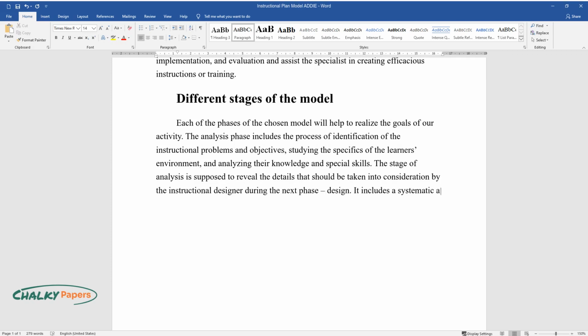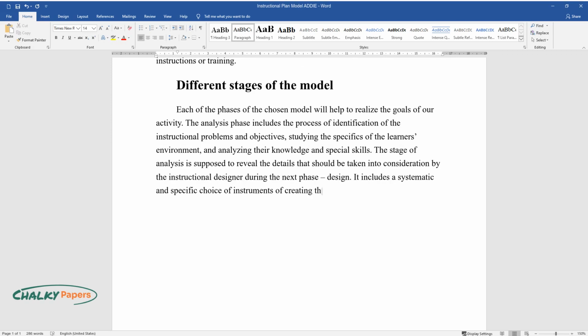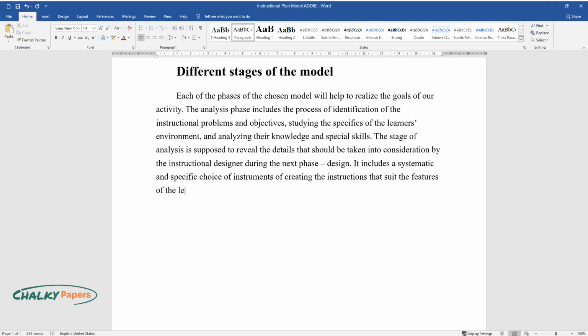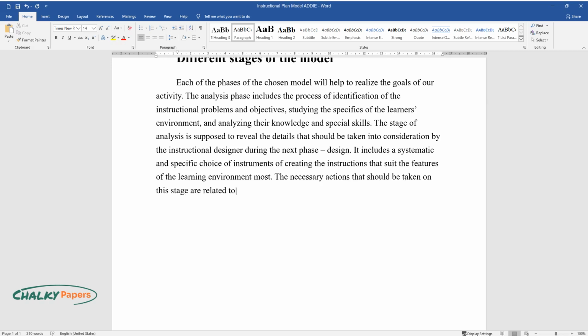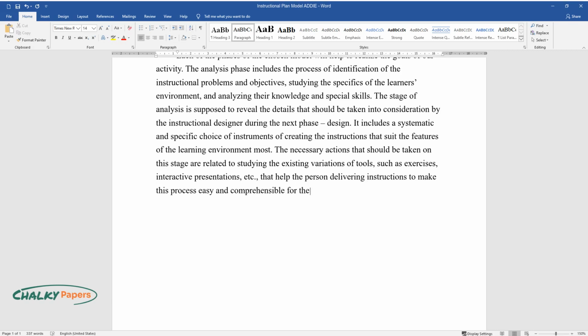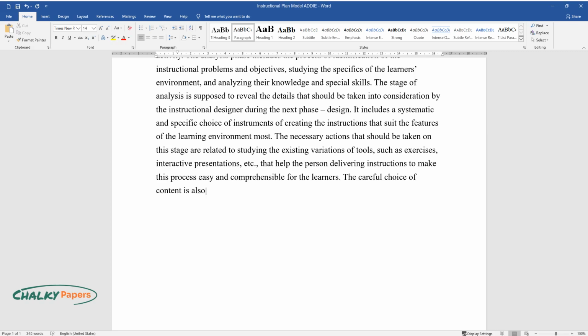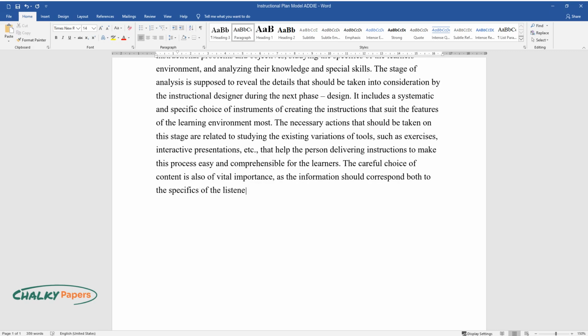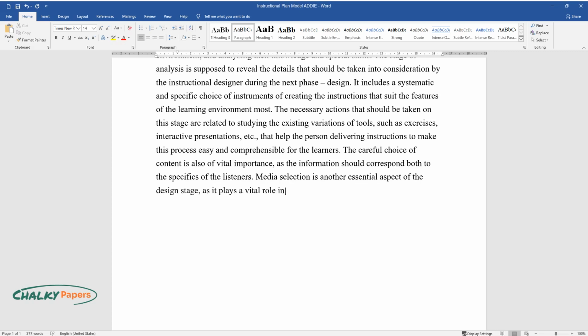It includes a systematic and specific choice of instruments for creating the instructions that suit the features of the learning environment most. The necessary actions that should be taken at this stage are related to studying the existing variations of tools, such as exercises, interactive presentations, etc., that help the person delivering instructions to make this process easy and comprehensible for the learners. The careful choice of content is also of vital importance, as the information should correspond to the specifics of the listeners. Media selection is another essential aspect of the design stage, as it plays a vital role in providing interest in the instructions among the learners.